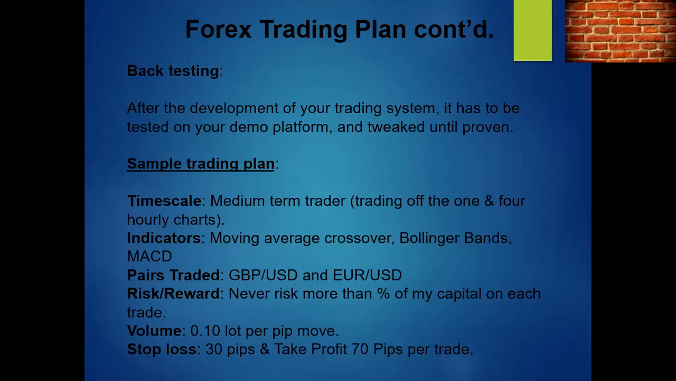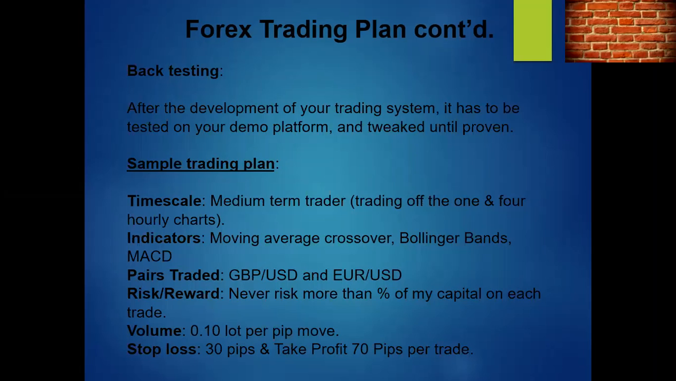So a sample trading plan, we could fill in the details as I filled in here. So timescale, medium-term trader, intraday trader, where you're trading off the 1 and 4 hourly charts. You could also write that you're going to use indicators such as the moving average crossover. You could use the Bollinger Bands or the moving average. Then we've got pairs traded. You could write in your trading plan that you're just going to trade the GBP USD and the euro.